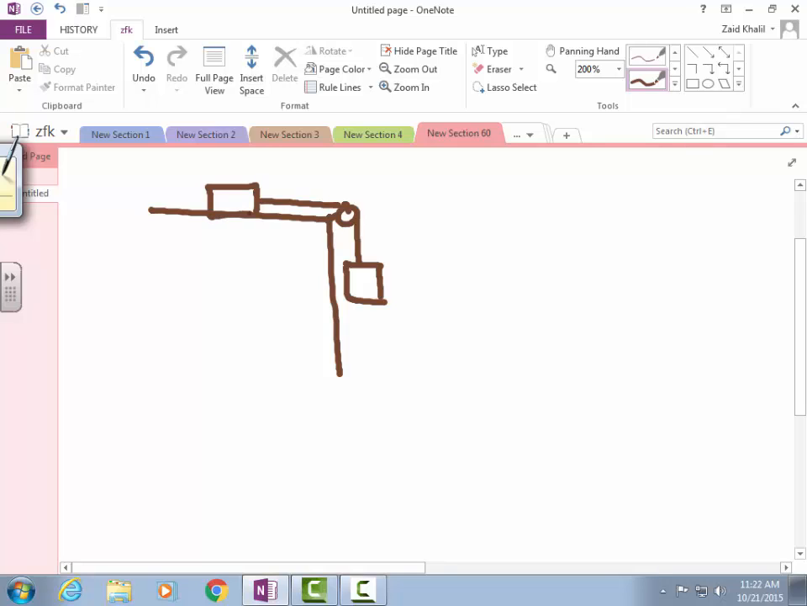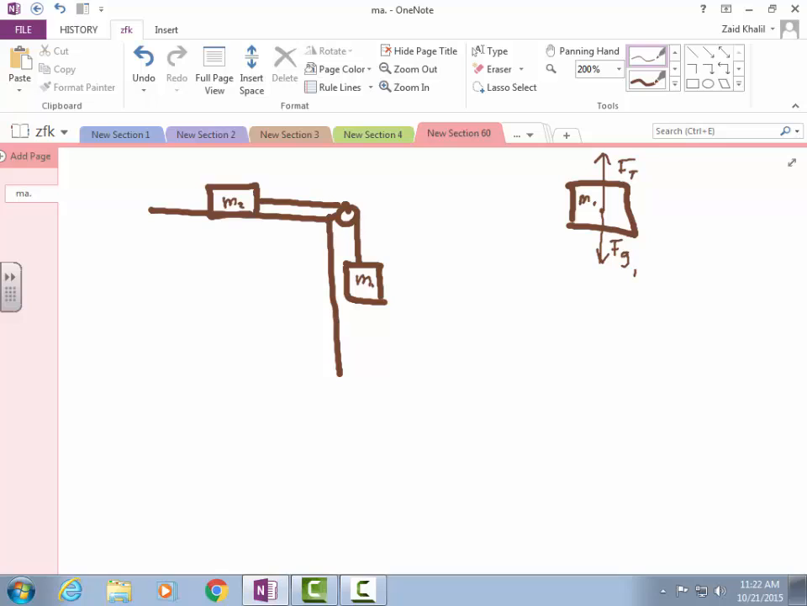Okay? And call this M1. Call this M2. So, free body diagram on M1, what do we have? Tension going up and gravity going down, Fg1. Notice I signify all of my forces of gravity. I make it specific to the mass. In other words, that's mass 1, so it has Fg1. Don't be lazy.